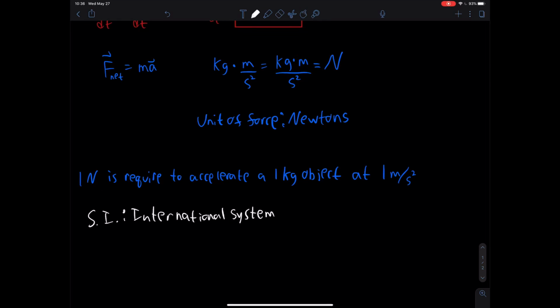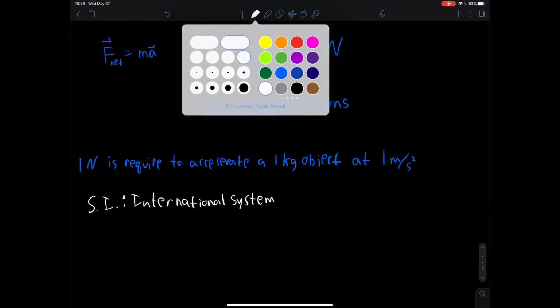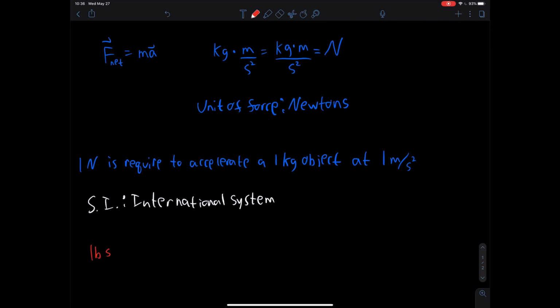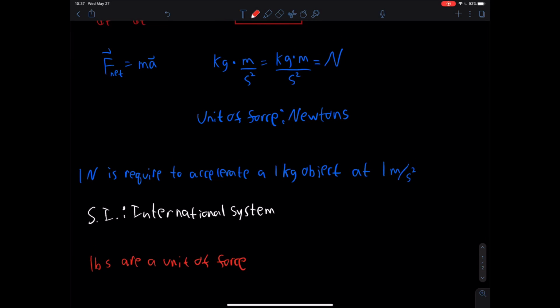Just to get a couple more units of force, we can also measure force in pounds, which might seem like an odd thing. Pounds are a unit of force. We think of mass and weight kind of interchangeably from day-to-day life, but there's actually a difference. We'll talk about that more when we get into gravity, which is one of the fundamental forces. The weight of an object has to do with the force of gravity acting on it, and the mass of an object is kind of like an intrinsic measure of how much of the object is there.